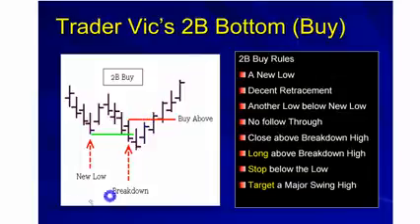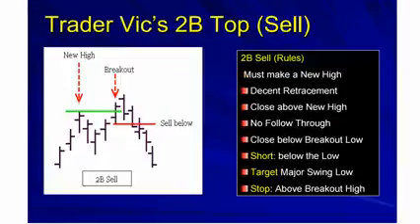Now this, we know, is fairly classic. We will then have an oscillator, and we'll have divergence as well, so you've got two confirming. This is directly out of his book. You've got a decent retracement, a close above a new high, no follow-through, a close below the breakout low, short below the low, and target the major swing low. You might have had a swing low way down here, with the stop above the breakout high, which is just here. Fairly classic patterns, but you know what, it works.